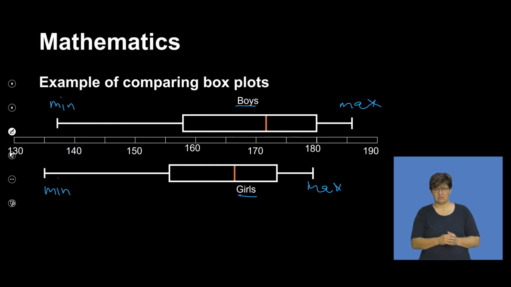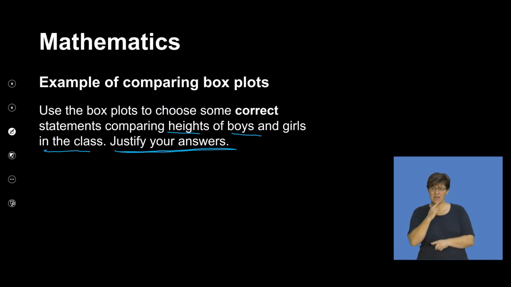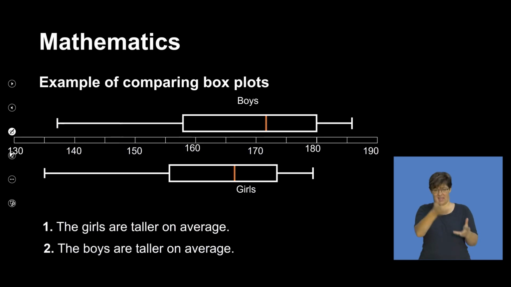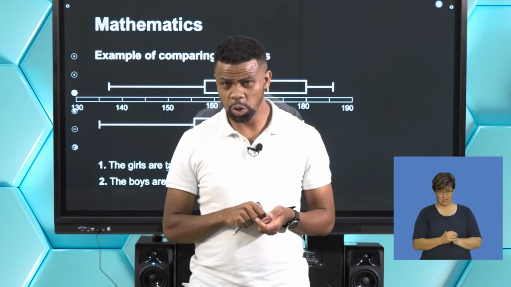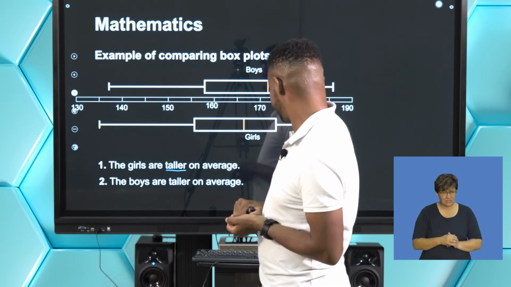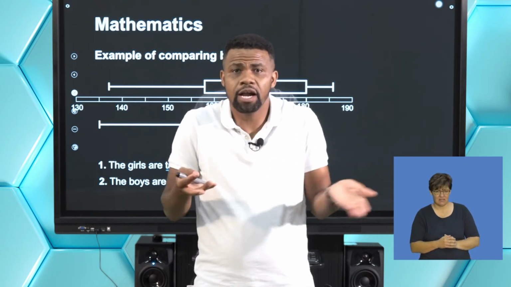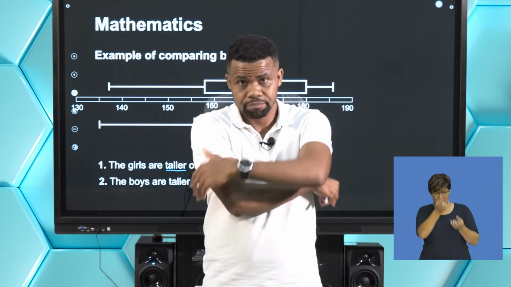Okay, let's see what we have for some questions. Use the box plot to choose some correct statements comparing the heights of the boys and girls in this class. And we have to justify our answer, guys. Justify, give some reason. The girls are taller on average. Are girls taller on average? What can you say? And how do I calculate the average? I don't have the raw data.